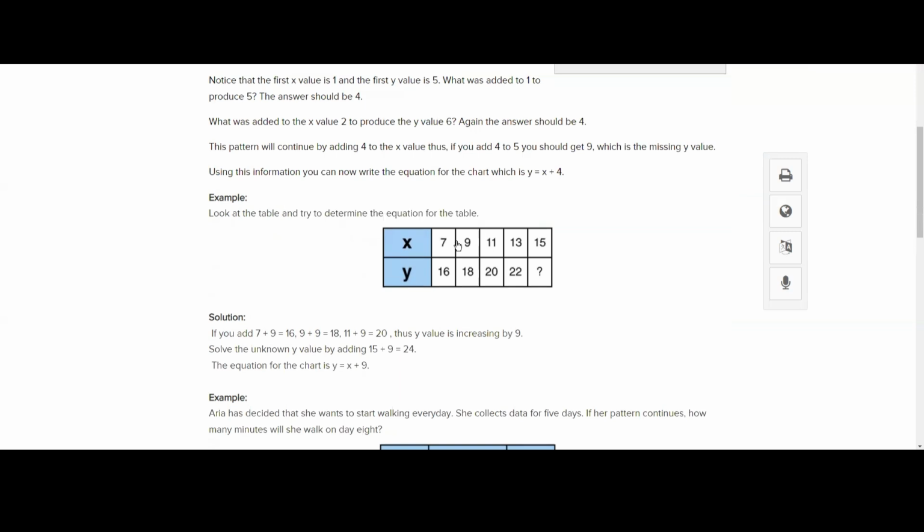Okay. 7 plus what gives me 16? 7 plus 9. 9 plus 9 gives me 18. 11 plus 9 gives me 20. 13 plus 9 gives me 22. So 15 plus 9 is what, Miggy? 15 plus 9 should be what? 24. So x is 15 and y is 24. That means x plus 9 is the equation. Okay?